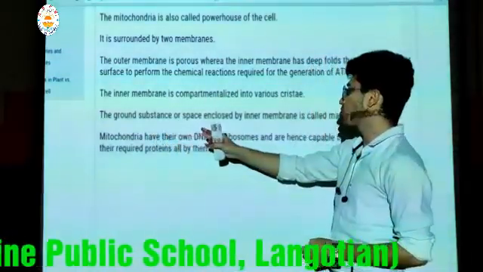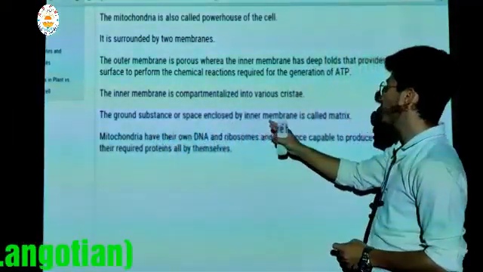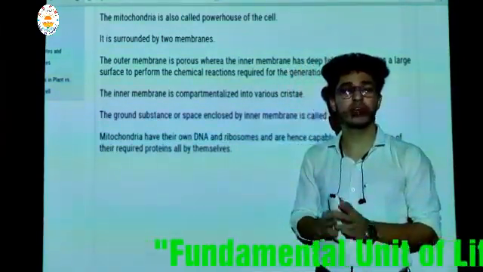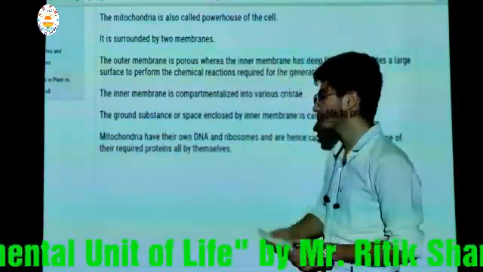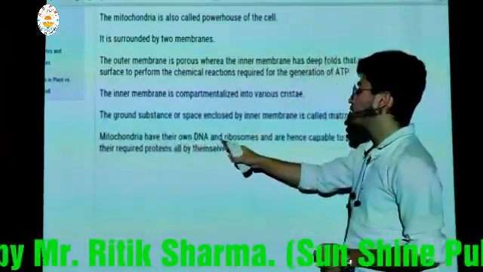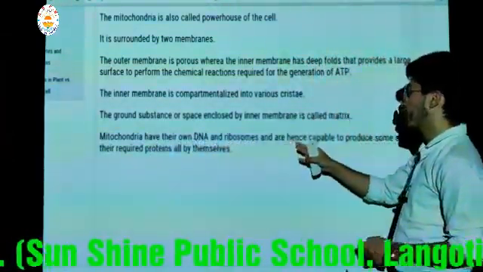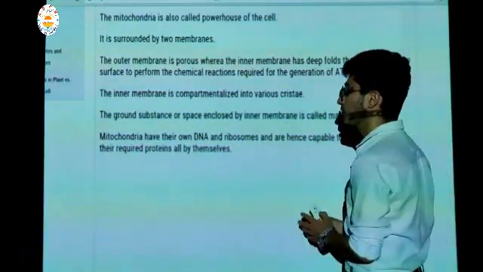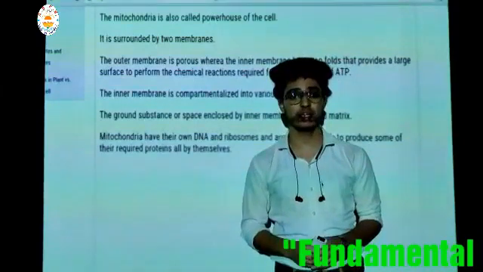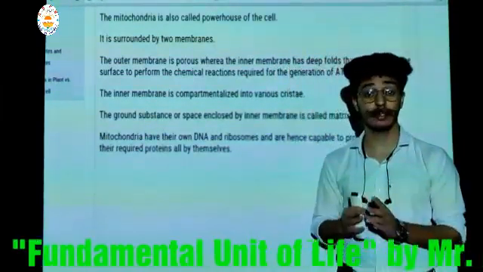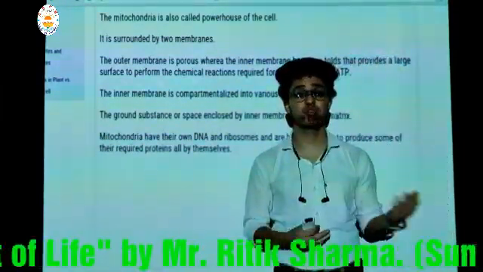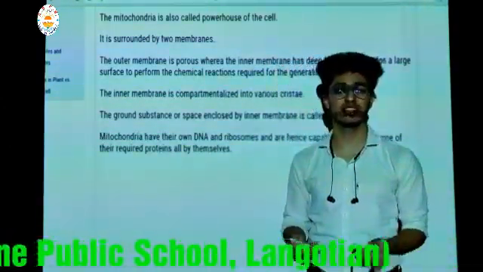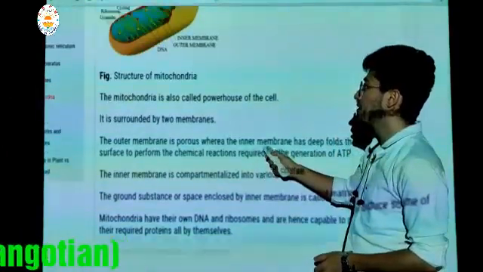The ground substance or space enclosed by the inner membrane is called matrix. So the space that is enclosed by the inner membrane is known as matrix. Mitochondria have their own DNA and ribosomes, and hence they are capable of producing some of their required proteins all by themselves, without any need of an external cell organelle.